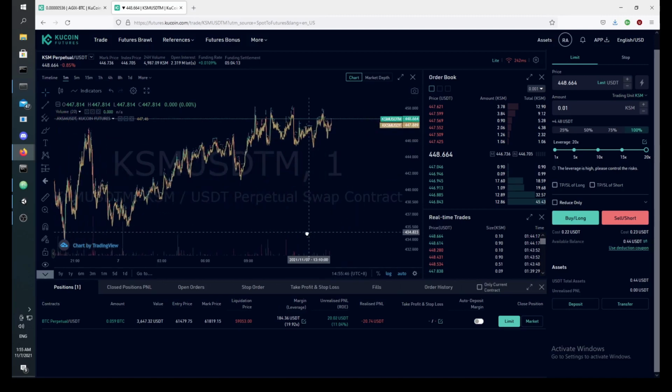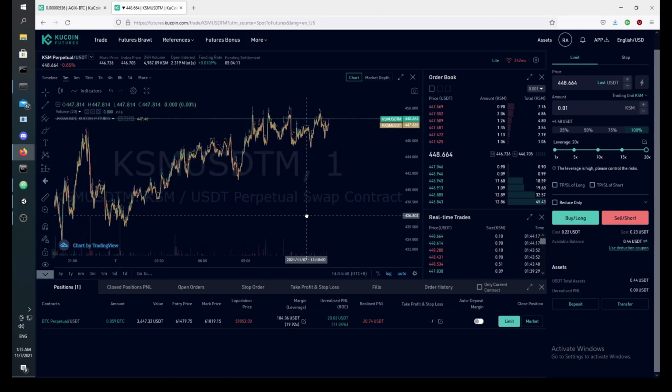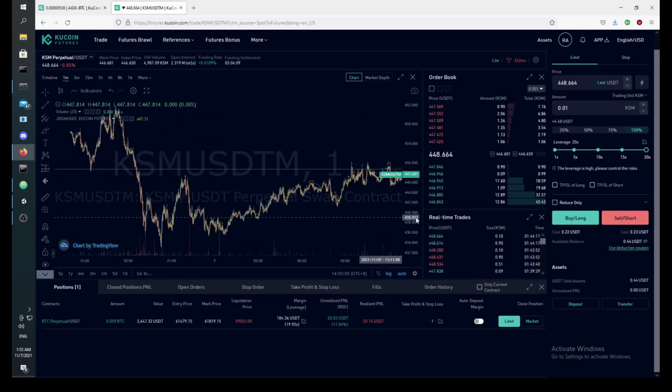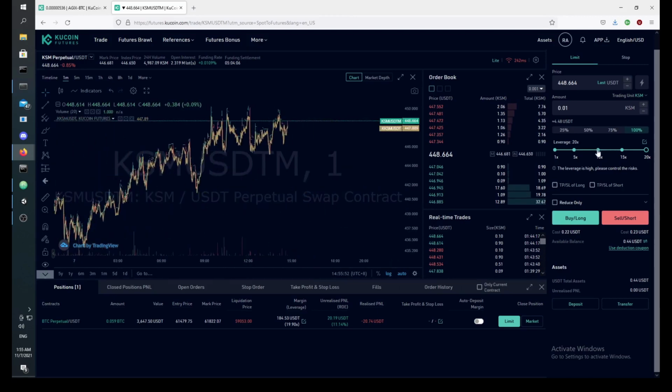So if I'm not willing to take this risk, which might be pretty risky considering the current day's trend, I can lessen my leverage and I can try again. I say, okay, so what's... don't yell at me.